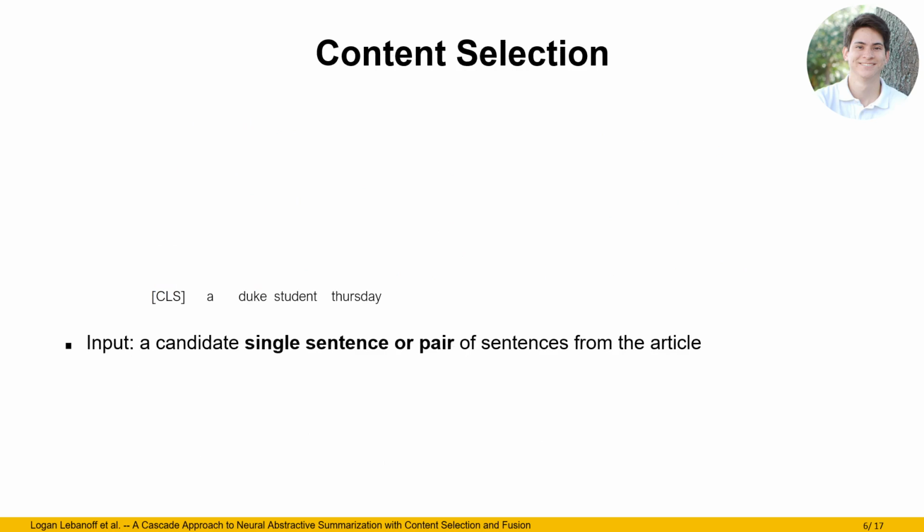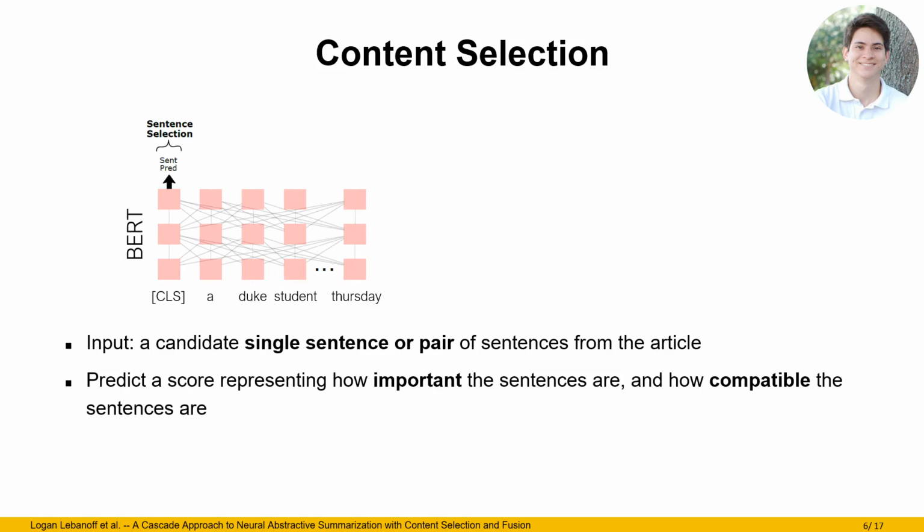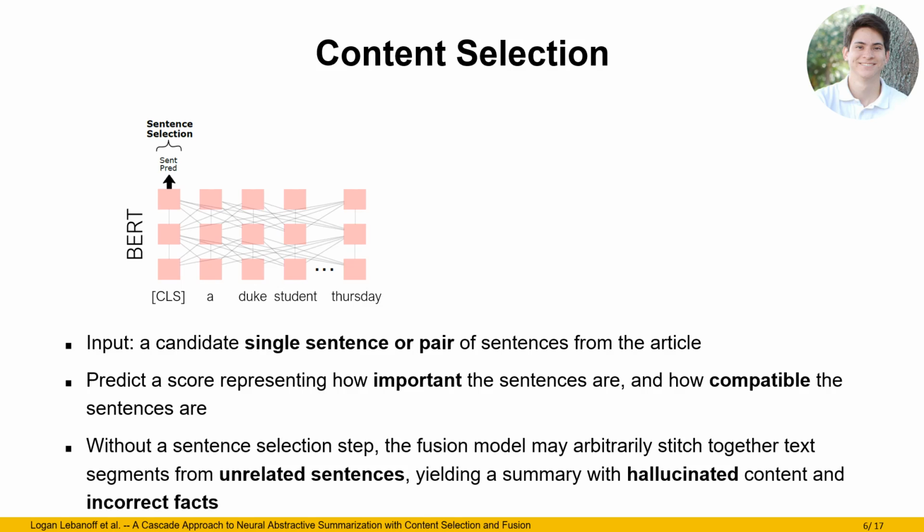The input is a candidate sentence or pair of sentences from the article. This is sent to a BERT model to predict a score, which will represent how important the sentences are, and if the input is a pair of sentences, then how compatible the two sentences are. This step is necessary because without it, the fusion model may, in later steps, arbitrarily stitch together text segments from unrelated sentences, and this can yield a summary with hallucinated content and incorrect facts, which we do not want.